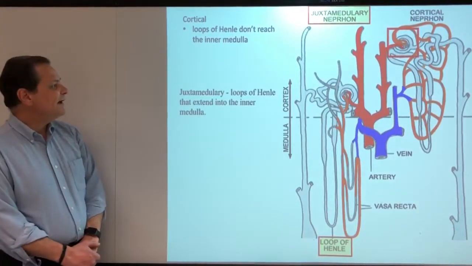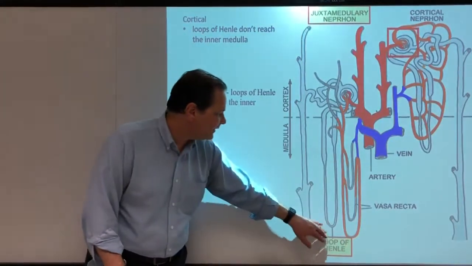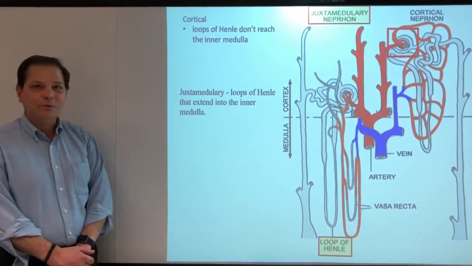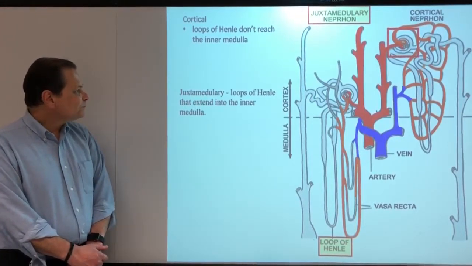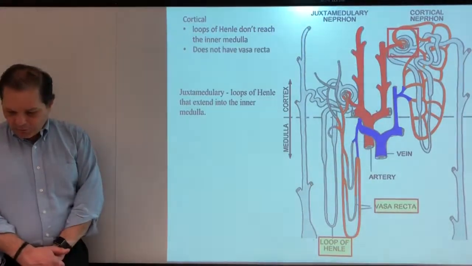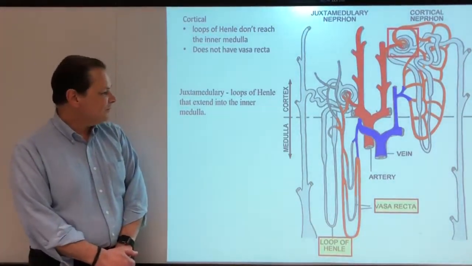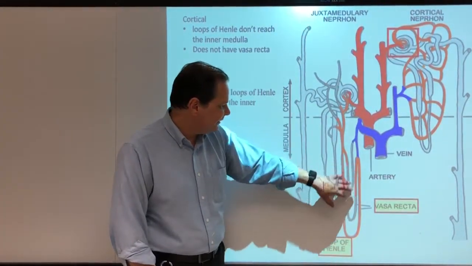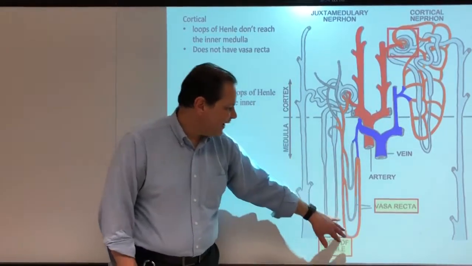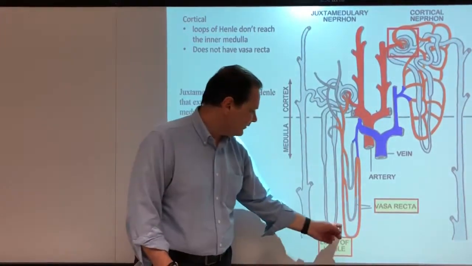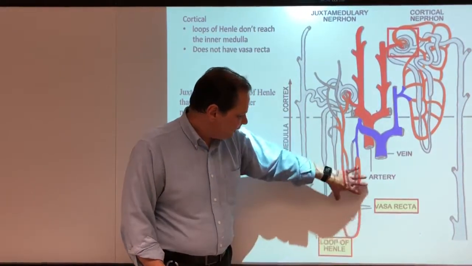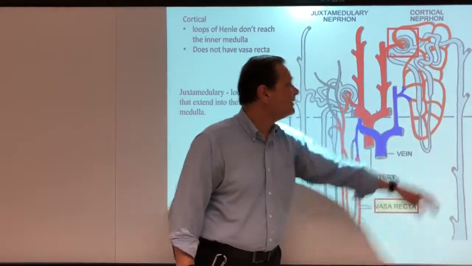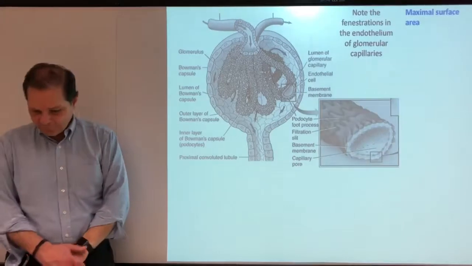And here's our juxtamedullary, and these do have very long loops of Henle that get down into that inner medulla where the osmolarity can get very high, and that's important for water reabsorption. You will note that the cortical nephrons do not have vasa recta like the juxtamedullary nephrons do. So the vasa recta is a special type of peritubular capillary that wraps around the loop of Henle, okay? And so naturally enough, there's a lot of vasa recta here because we have a very nice long loop. We do not have vasa recta associated with cortical nephrons, okay?